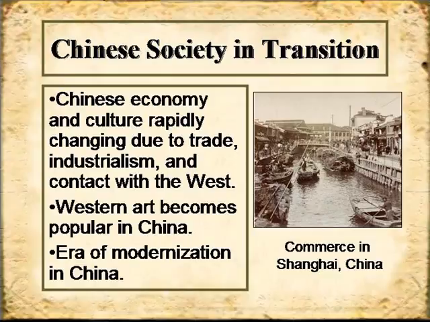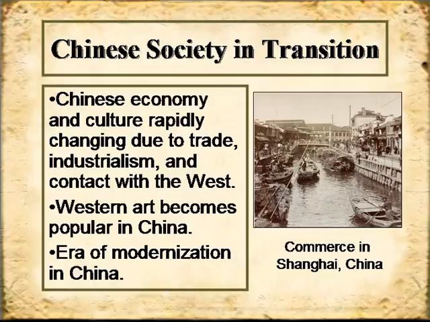After that point, we see a transition in society happening in China as well. The Chinese economy is rapidly changing due to all the trade, influence with the West, industrialization that's going on, and population growth. So we're seeing a lot of change in the society of China. We're also seeing Westerners becoming important, and Western art becomes popular in China. And we're seeing China begin to modernize and moving away from kind of a peasant or land or farming-based nation to more of an industrialized-based nation that we see today.